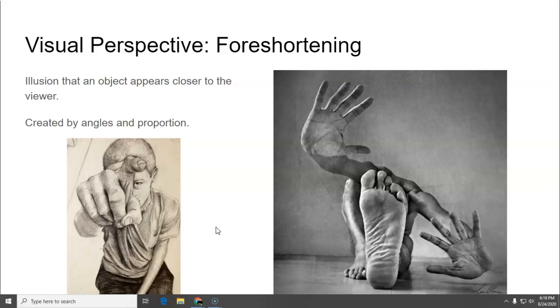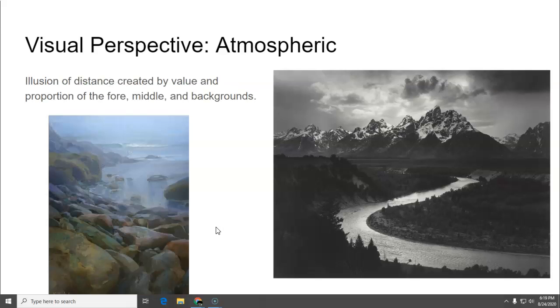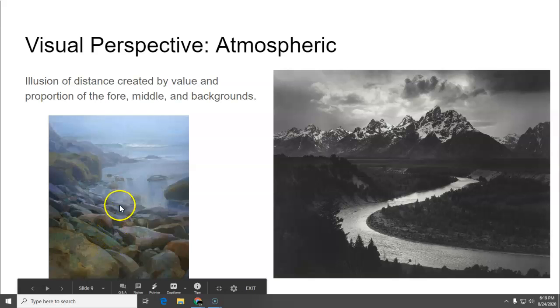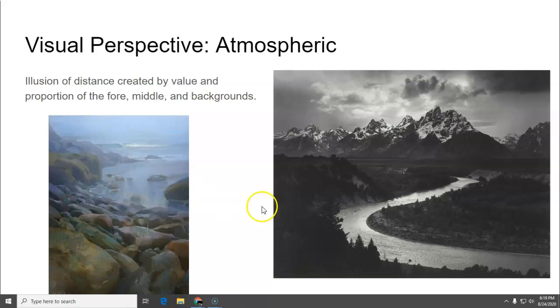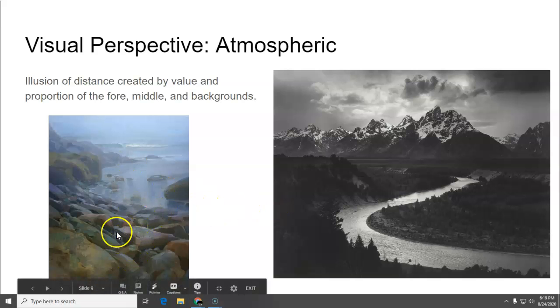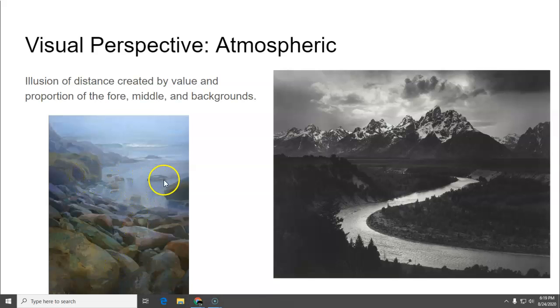Atmospheric perspective. It's the illusion of distance created by value and proportion of your foreground, middle ground, and background. Things that are closer to you are larger and have more detail, and things that are back in the distance recede away. You can see that in this painting. The rocks are close to you. They have more detail. The middle ground, you still have multicolors, but then the background, it really starts fading out.